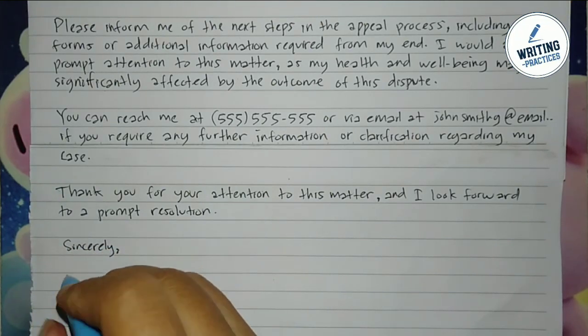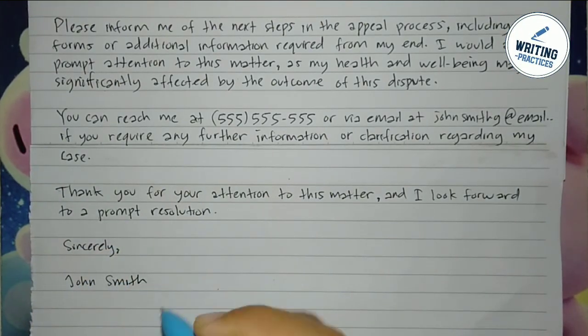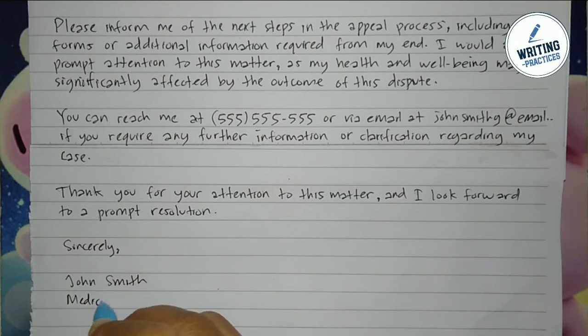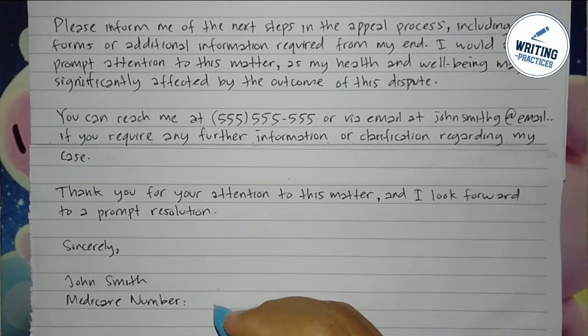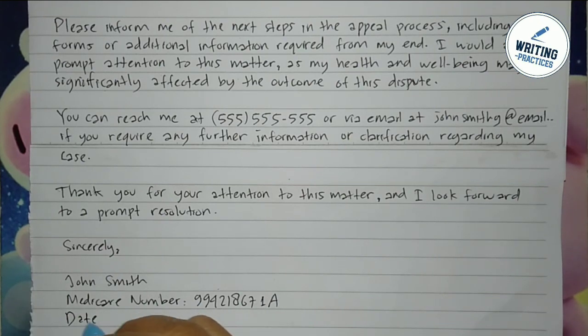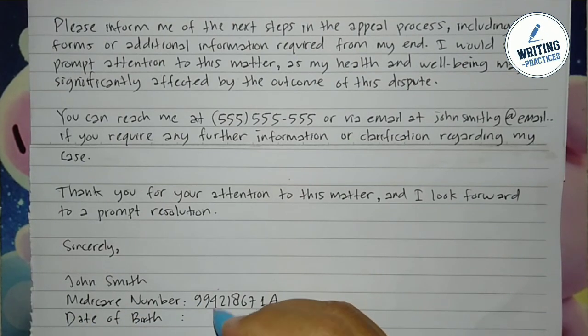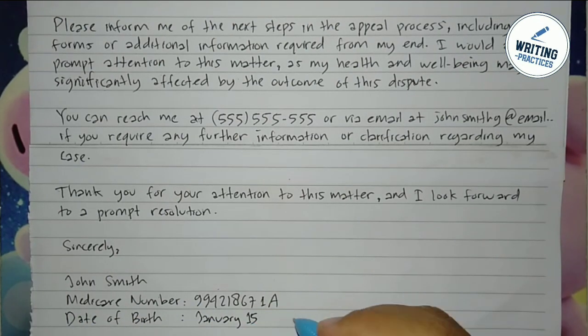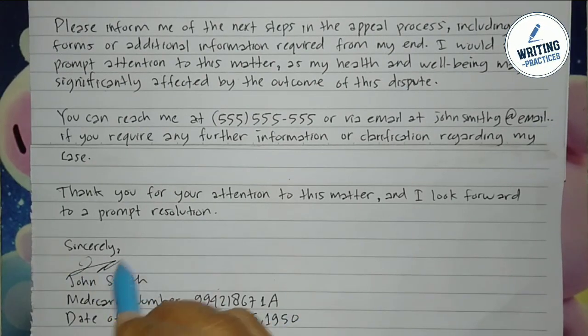And finally, you can close the letter with "Sincerely." Add your signature. Write your full name. And write also your Medicare number. You need to write your date of birth as well for the sake of administration. So, that's how you write a Medicare coverage dispute letter step by step.